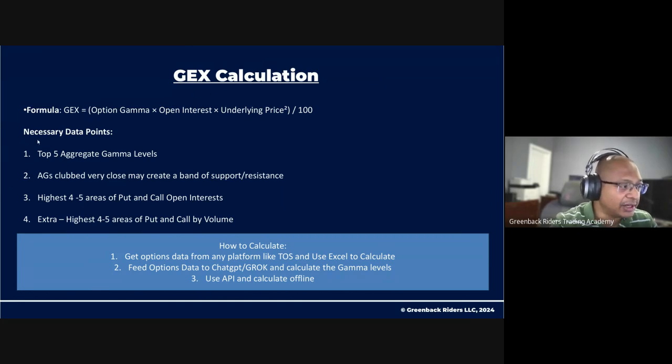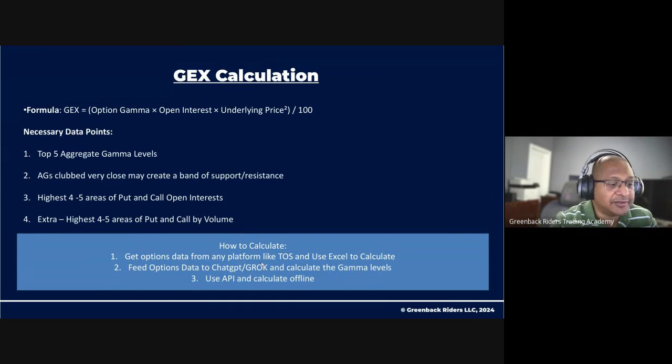So you try to get your top 5 aggregate gamma levels. Aggregate gamma levels clubbed very close may create a band of support or resistance. Highest 4 to 5 areas of put and call open interest. You will mark all these areas. Extra: highest 4 to 5 areas of put and call by volume. So this you can mark, not required, but if you are very deep into it, you can use these as well. How to calculate? There are 3 options.